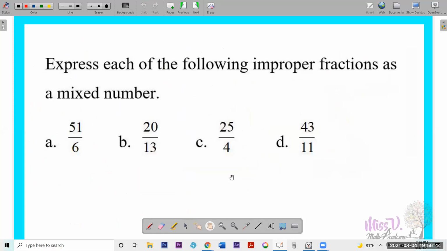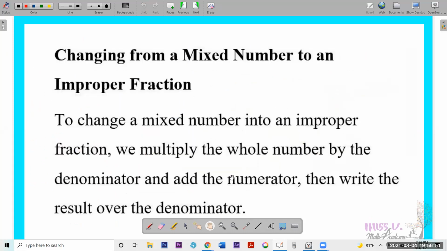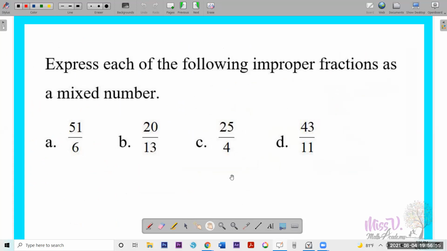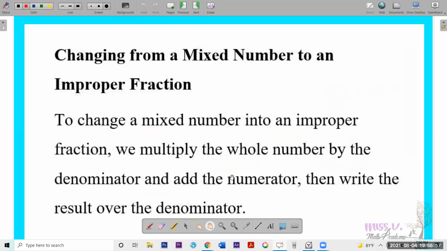So we don't need to do this. This would be something you would do if you want more practice. You do that on your own and you get your reinforcement. So let's go. We just changed improper fraction to mixed number. Now we're going the opposite way. We're going to change mixed numbers to improper fractions.